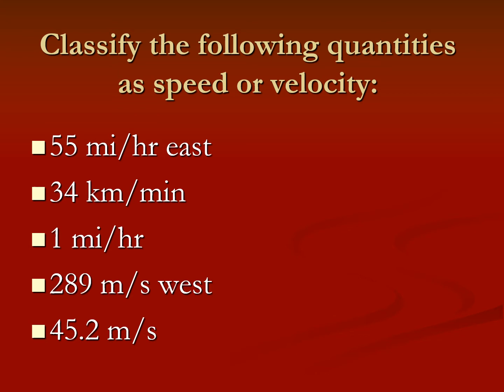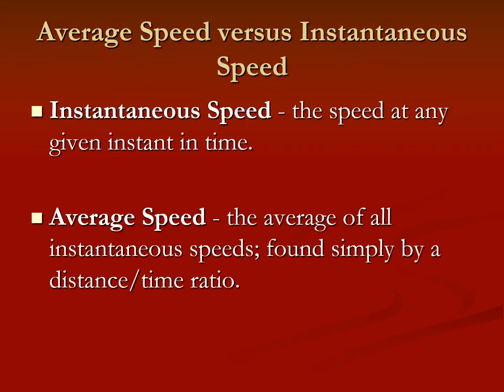So we find out that the third one, 1 mile per hour, is speed. 289 meters per second west, that's velocity, giving me a direction. 45.2 meters per second, that's just giving me a magnitude, a number, so that's just speed.